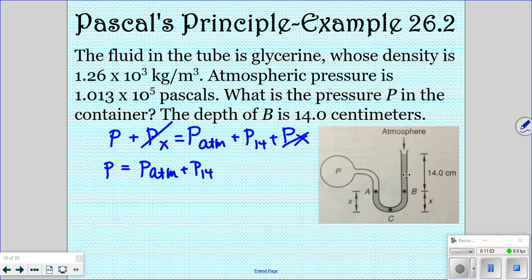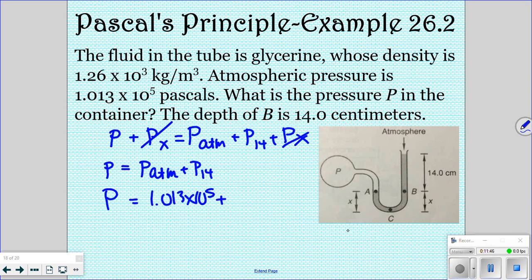So the pressure of the atmosphere, they tell you, is this number here. So I can say 1.013 times 10 to the 5th. And we're looking for P. And then we're going to have to be able to figure out P sub 14, the pressure of the 14 centimeter part. So they tell us the density of the fluid is this here. And so we need to find the weight of it.